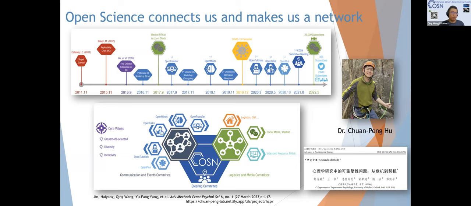The third thing we have been doing is open talks. We invite the authors of the most recent and hottest papers, like the most recent paper on the Chinese version of a human connectome project. We invited the first author, and they gave us an introduction about how they collected the data, how they made the protocol, and how they are going to share their data. That attracted a lot of interest from all the students and also the early career researchers.